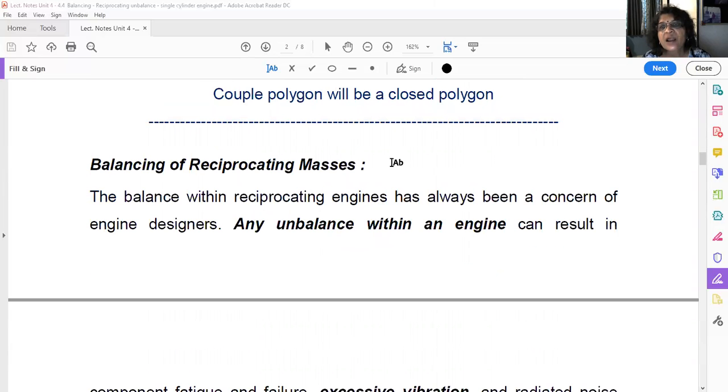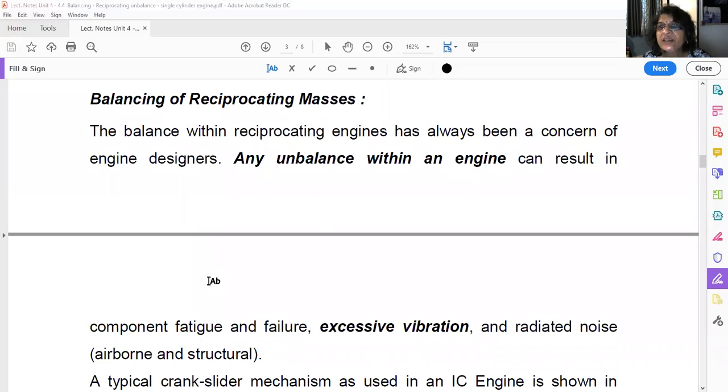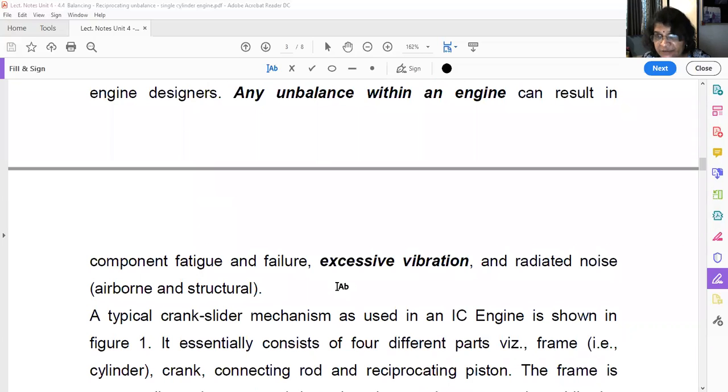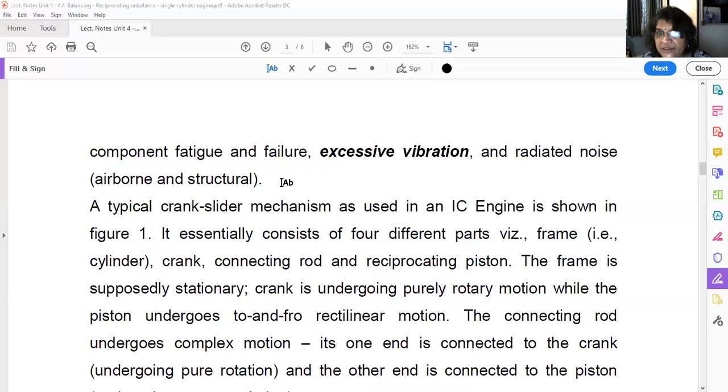Now today we are going to start a new topic, that is balancing of reciprocating masses. So why is reciprocating engine balancing important? It has always been a concern for the engine. You know how engines are used. Any unbalance within an engine results in fatigue and failure. Also excessive vibrations and noise will be there, which may be of airborne type or structural noise. So to avoid this, we have to balance the engine.